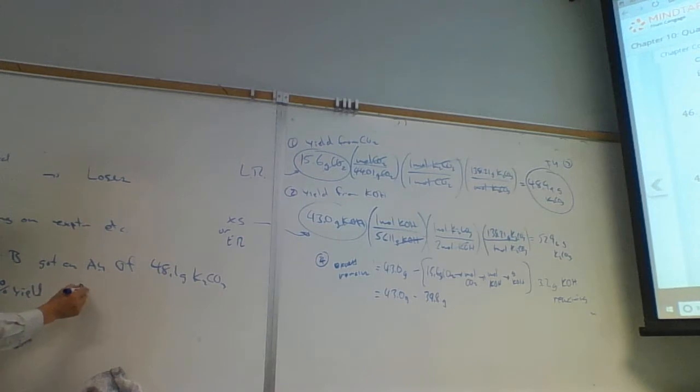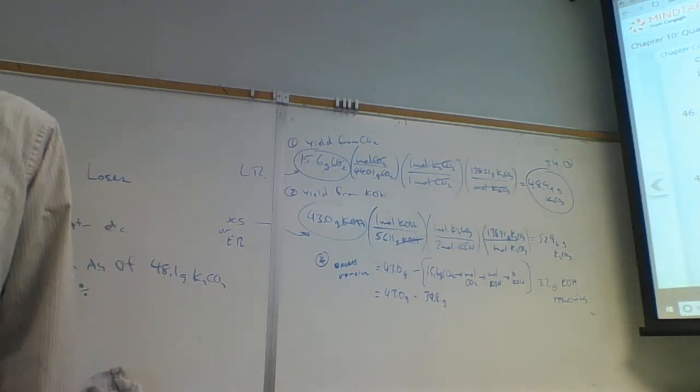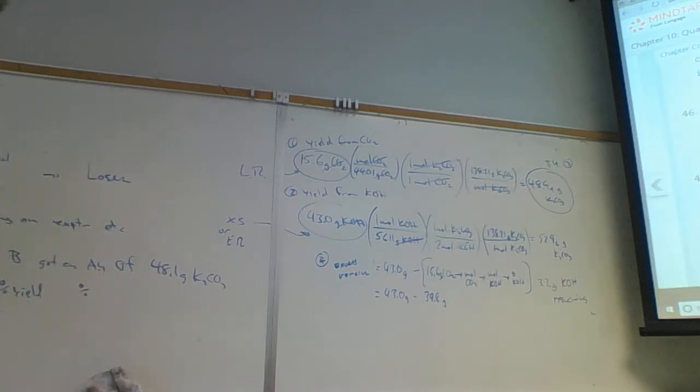And so people judge themselves by the percent yield. So one student might get this percent yield, another student might get a higher percent yield. And so the student who got the higher percent yield, maybe they have better technique, maybe they just spend more time. And so this is a number that people often calculate because they want to see how well the experiment went.